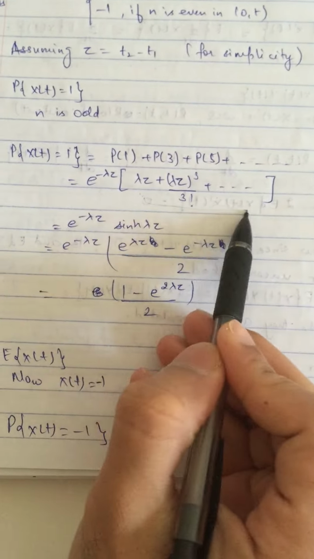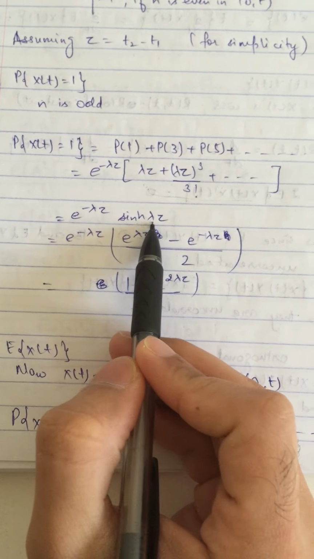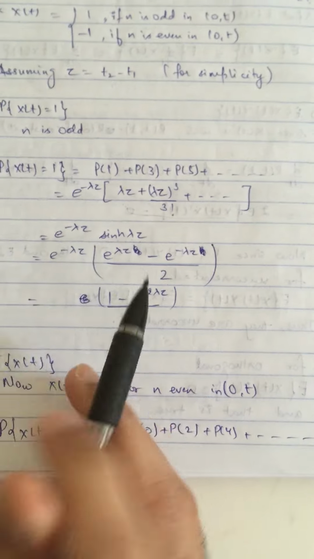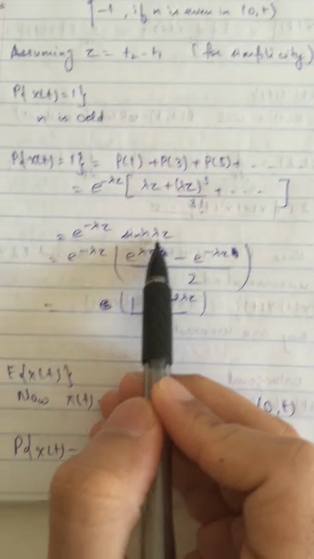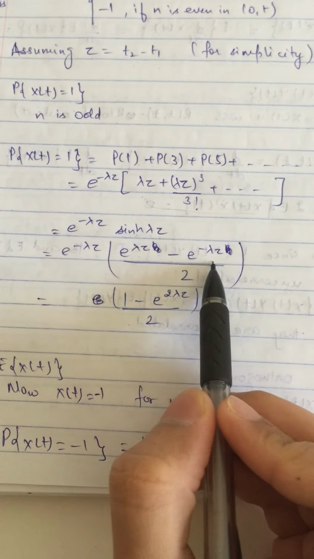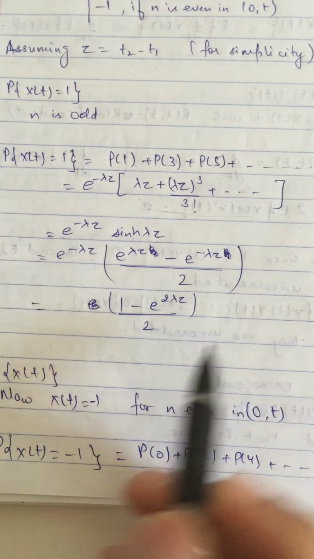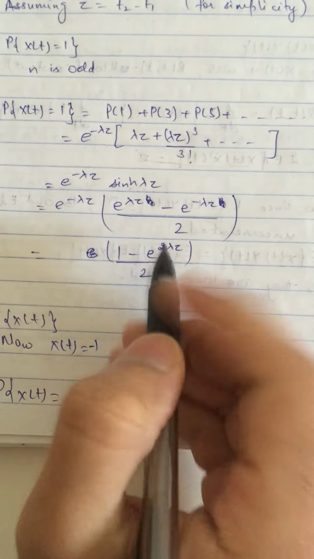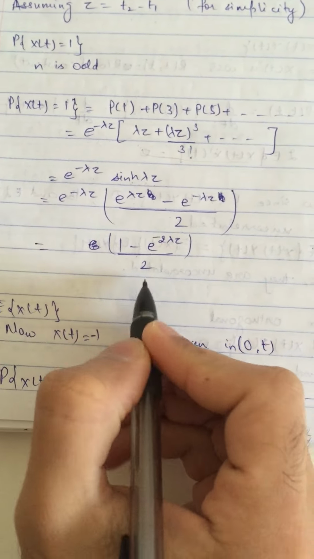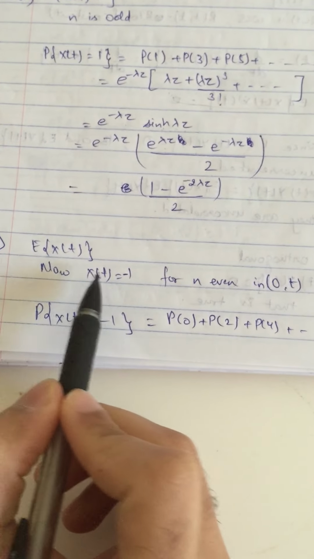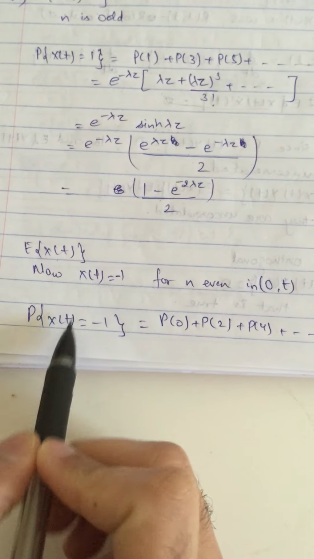So this becomes sine hyperbolic lambda tau, and e raised to minus lambda tau is constant. So sine hyperbolic lambda tau can be written as e raised to lambda tau minus e raised to minus lambda tau by 2. So this comes out to be 1 minus e raised to power minus 2 lambda tau upon 2. In the second part we have been asked to calculate the expected value of xt.